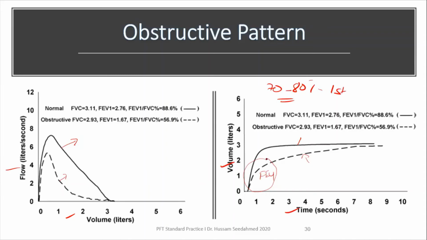عشان كده ال FEV1 in obstructive lung disease is going to decrease. عشان كده لو ملاحظين لها compared to the normal it will decrease. لكن look at the FVC انه the FVC at the end he will reach the plateau. لكن حصل البلاتو after more than 6 seconds. More than 6 seconds.